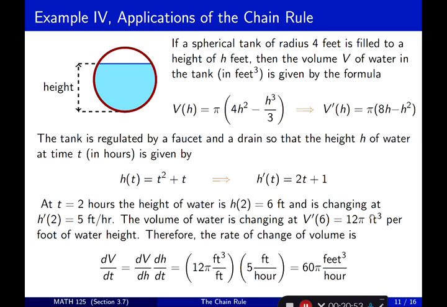And then you can plug in the values. For dV/dh, you can plug in 12π. And for dh/dt, you can plug in 5, and you get 60π cubic feet per hour. And that's the rate of change of volume of the water inside the tank.